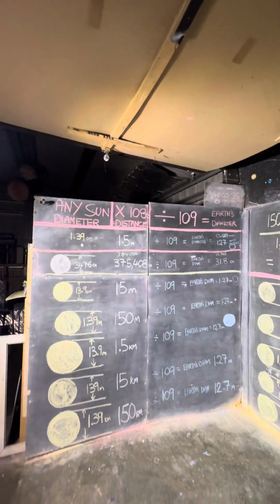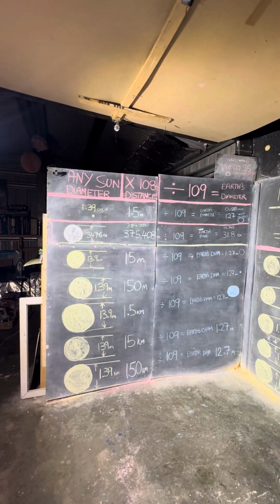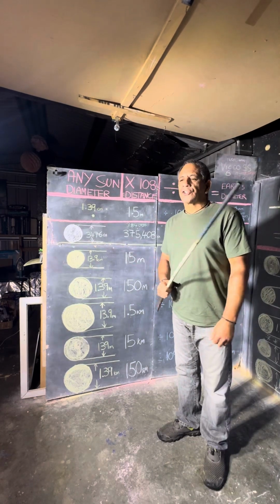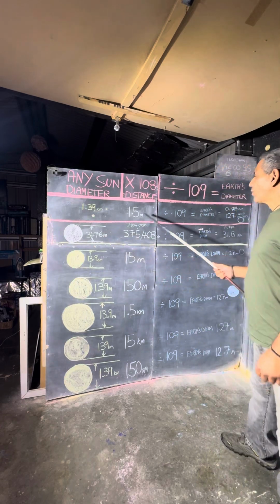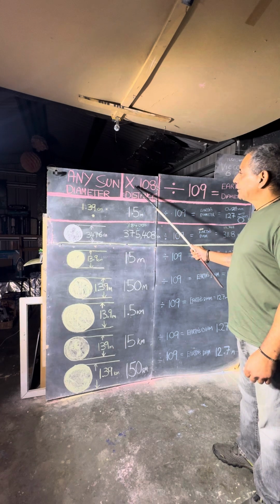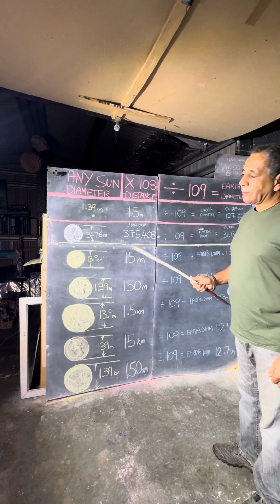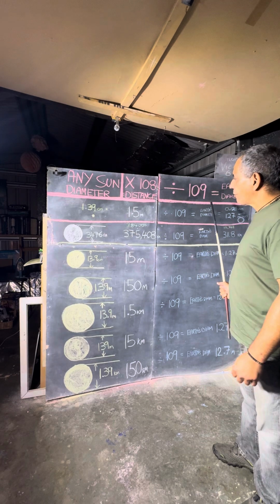Now, anyone spot the absolute magic that we've got on that board? It doesn't matter what size sun you use. To get a working diagram going that saves the scale, you get the sun and you multiply it by 108, because there are 108 of each sun diameter in between the Sun and Earth.